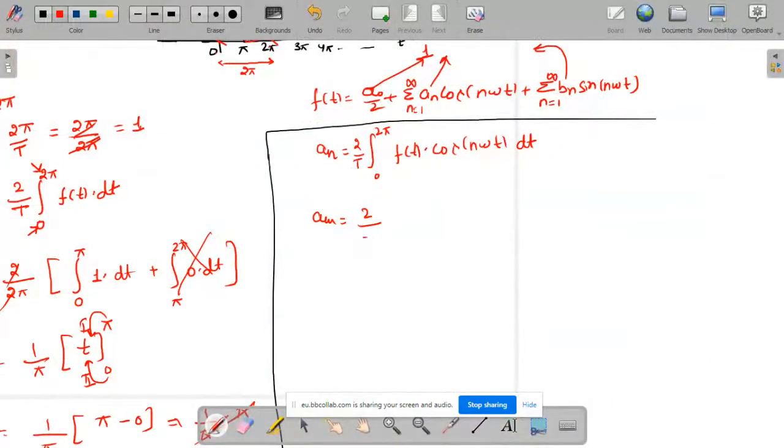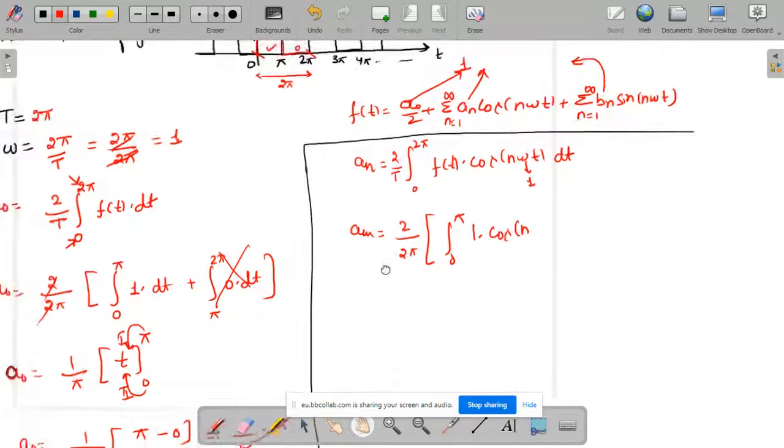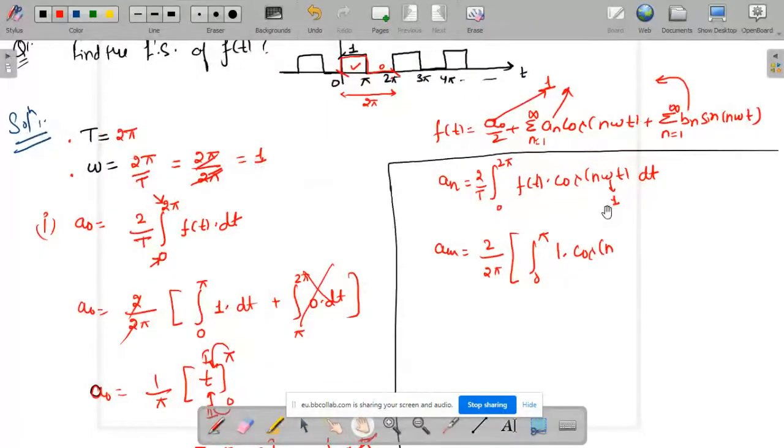2 divided by 2 pi, and then the same: from 0 to pi the signal f(t) is 1. Same concept I'm using here, and cos omega is what? 1. This is 1 we have calculated here. We have calculated omega is 1, so I am putting the value of omega as 1.